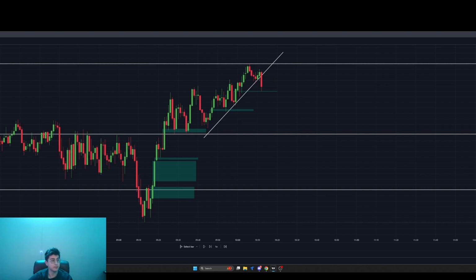Now look, look what happened here. We just made a lower high and a lower low and a break of structure. So now when are we going to enter, guys? Do we enter now? Or no? Yes or no? Do we enter now on shorts?